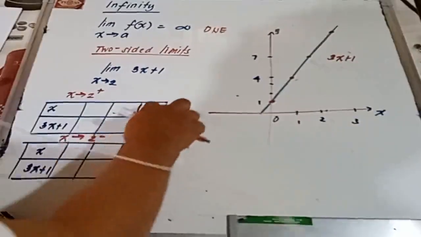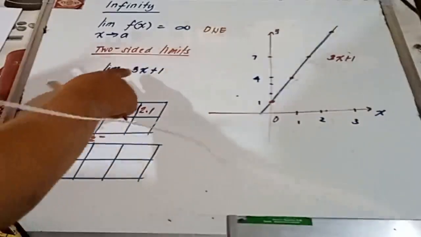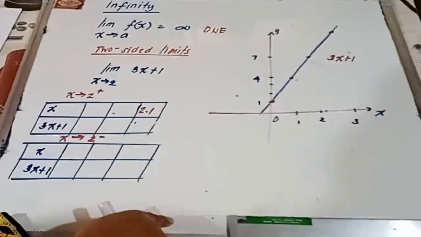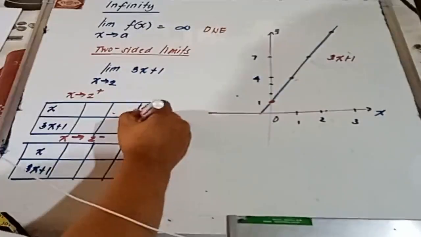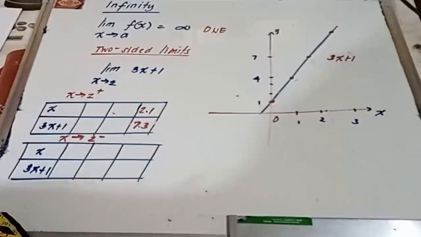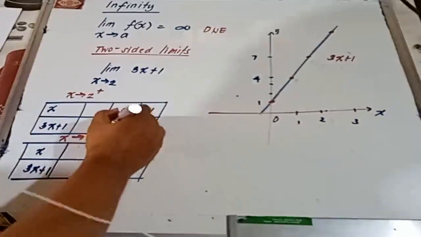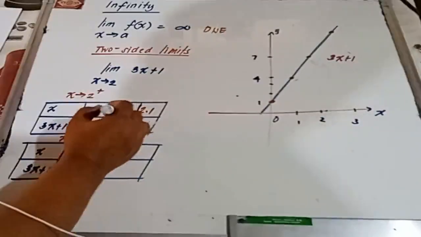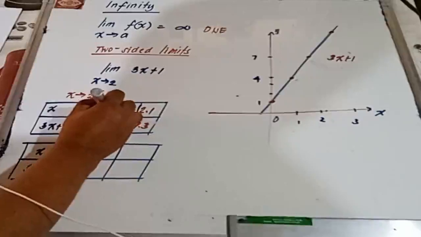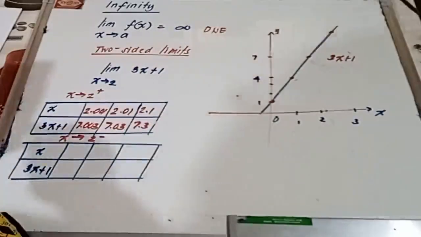So, 2.1 muna. If x is 2.1, that will be 3 times 2.1, that will be 6.3. Okay? 6.3 plus 1, that will be 7.3. Okay? And then if x is 2.01, so that will be 7.03. Okay? If x is 2.001, that will be 7.003. Okay?